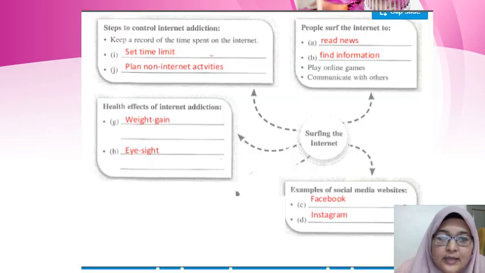Okay, so the answers from the text given. Steps to control internet addiction: set time limit, plan non-internet activities. People surf the internet to read news, find information. Health effects of internet addiction: weight gain or gain weight, and eyesight. Examples of social media websites: Facebook and Instagram.